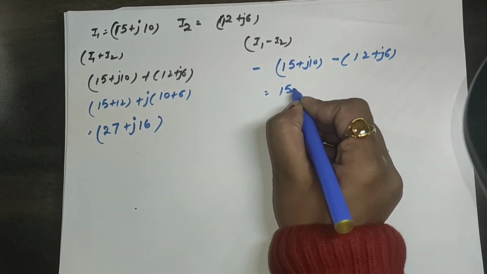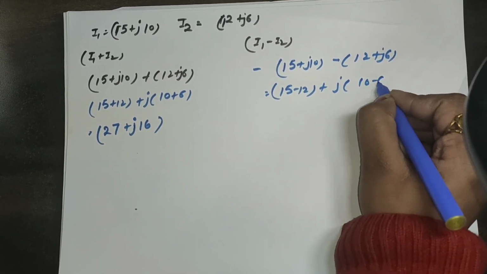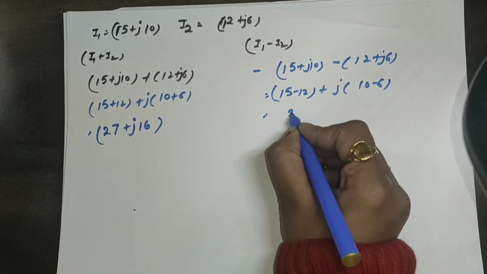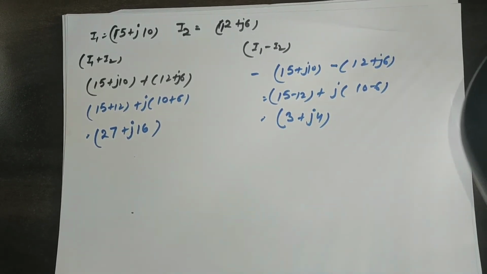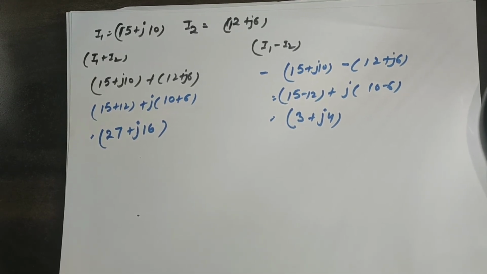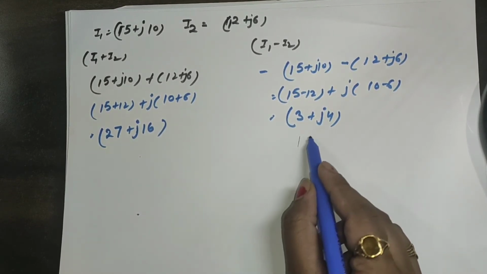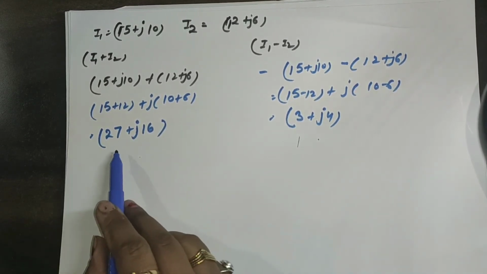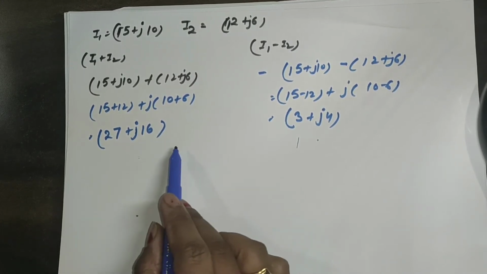Here 15 minus 12 plus J10 minus 6. So here 3 plus J4. This is your I1 minus I2. Now we will do one question that will be related to your polar form. If we want to take the magnitude, that will be under root 27 square plus 16 square.